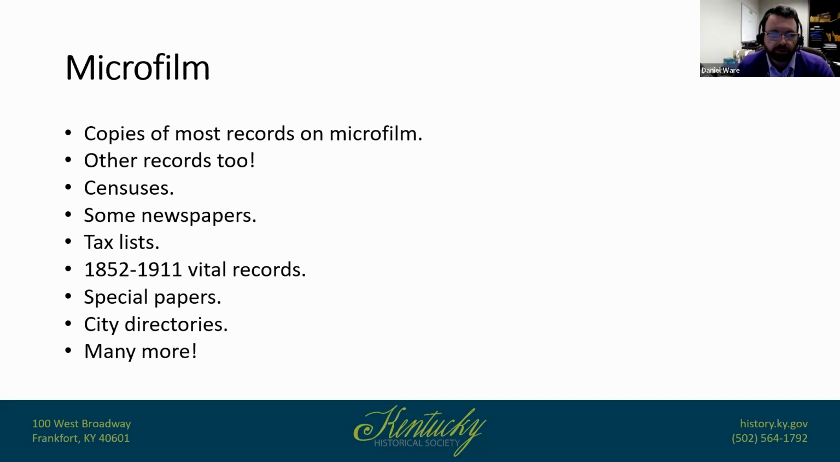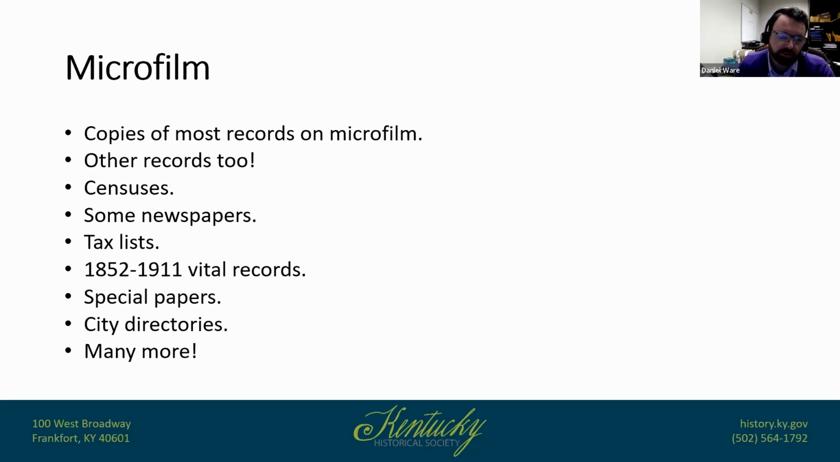Some different records that we do have on microfilm are the censuses. We do have some newspapers, but depending on the time and the county, that could be hit or miss, because we have a lot more earlier stuff. So if you start getting into the 1900s and later, it gets a little sparser. We do have quite a few tax lists for different counties. So if you're wanting to look at tax lists for a particular county for your ancestor, you could check those as well. And we do have physical book copies in the county section for some of those.